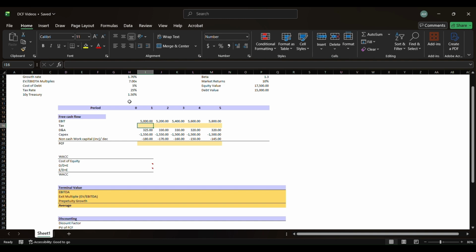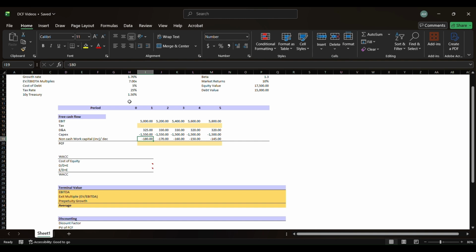Step 2, taxes. We calculate the taxes, but first we move forward to depreciation and amortization. The depreciation and amortization is added back since it is a non-cash expense. Fourth step is capital expenditure. Capex is deducted because it actually represents cash outflows. The annual capex is assumed at approximately 1,500 to 1,550, showing reinvestment in business growth.